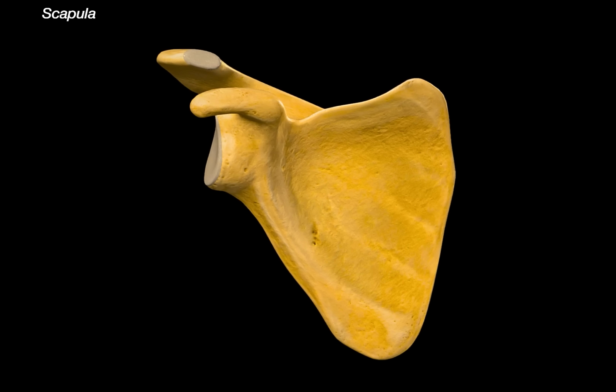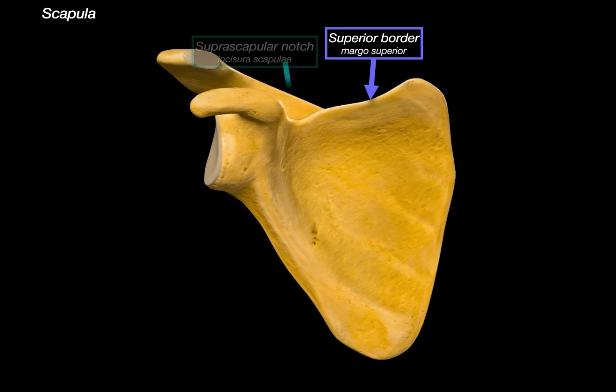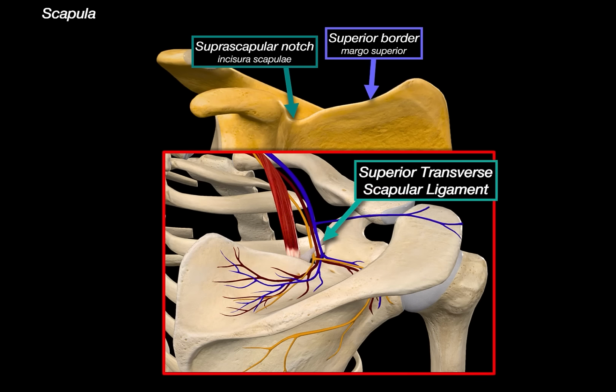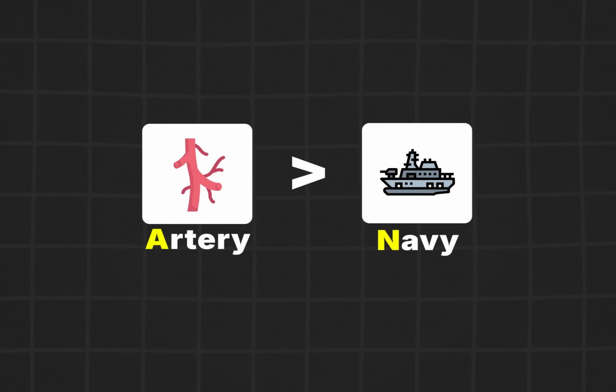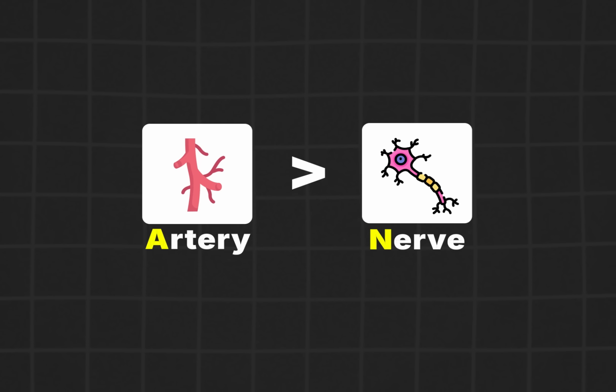Okay, now let's look at the edges of this bone. Superiorly on the scapula, we can see the superior border, and we can see the suprascapular notch. This notch is bridged by the superior transverse scapular ligament, which converts it into a foramen. The suprascapular artery and vein pass above this ligament, while the suprascapular nerve passes underneath it. A nice clinical mnemonic here is "Army over Navy," so artery over, nerve under.